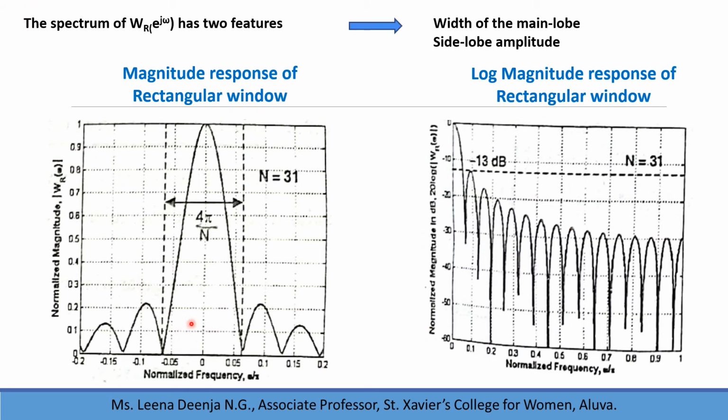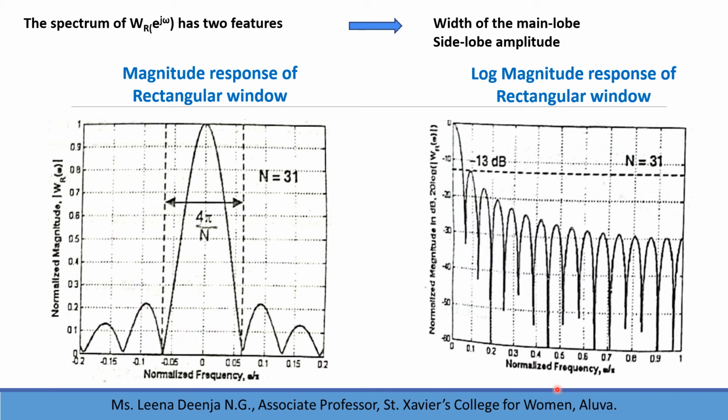The magnitude response of the rectangular window for N equal to 31 is shown here, and the log magnitude response of the rectangular window for N equal to 31 is shown in the second graph. For this first graph, in the y-axis we take the normalized magnitude and in the x-axis we take the normalized frequency. For getting this log magnitude response, in the y-axis we take the normalized magnitude in dB and in the x-axis we take the normalized frequency. The spectrum has two main features. They are the width of the main lobe and the side lobe amplitude.